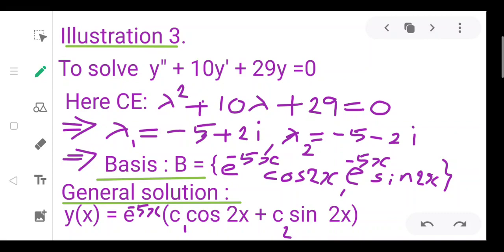So that the basis will be e raised to alpha x cos beta x, e raised to alpha x sin beta x, that is e raised to minus 5x cos 2x, e raised to minus 5x sin 2x. Therefore, the general solution will be of the form e raised to alpha x into c1 cos beta x plus c2 sin beta x. Substituting the values of alpha and beta, it will be y of x equal to e raised to minus 5x into c1 cos 2x plus c2 sin 2x. Okay.